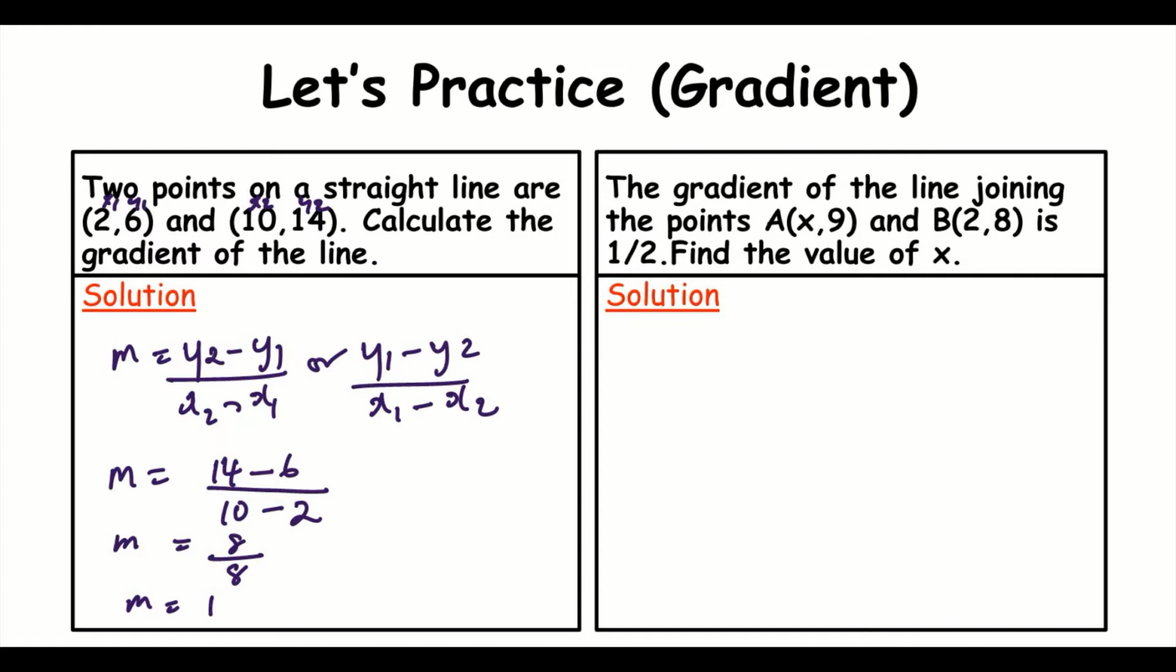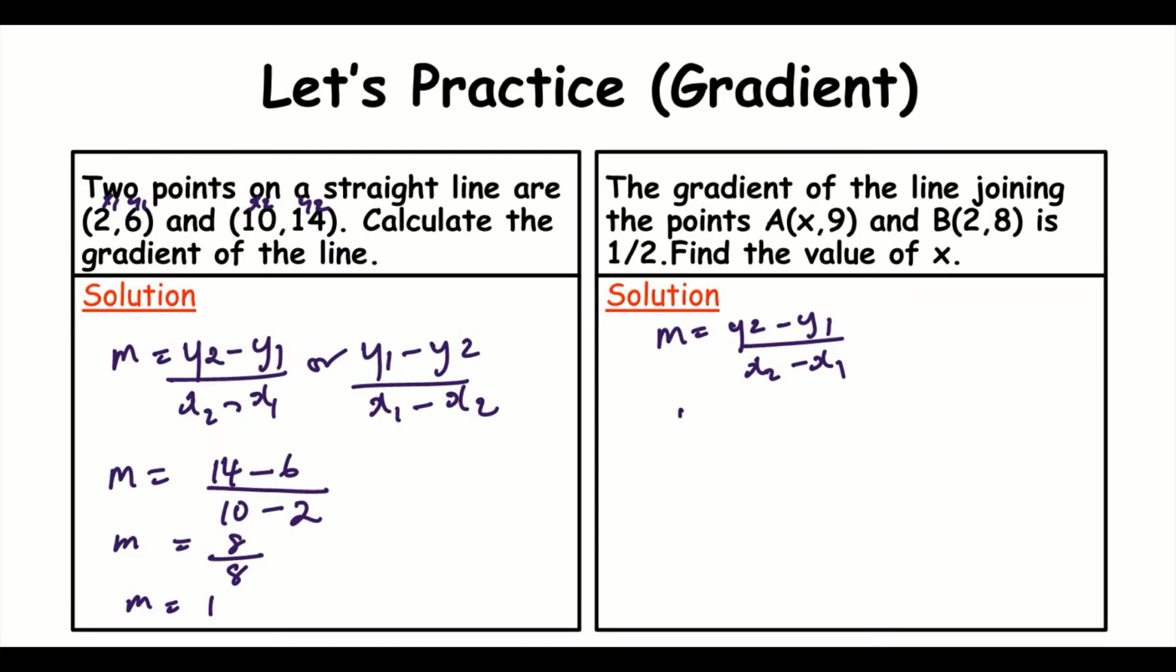Then in our next question, the gradient of a line joining the points A(x, 9), so we have an unknown here, and B(2, 8) is a half. Calculate the value of x. So it's an application question where we already know the gradient. So m is equal to y2 minus y1 over x2 minus x1. Now we already know the value of our m, but our x1 is going to be missing. So let's plug in what we have first.